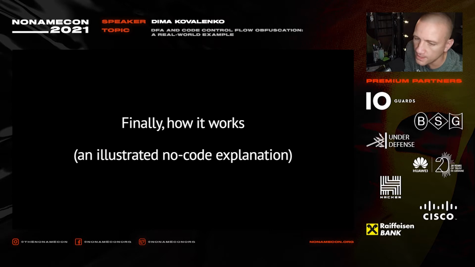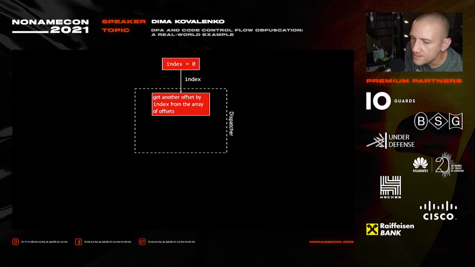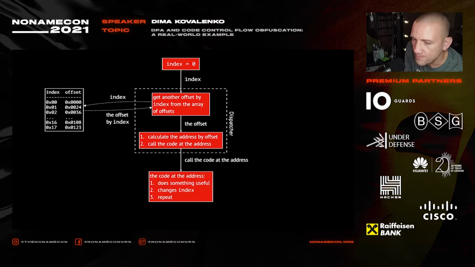Well, now you understand how the virt code works, but let me explain it again without machine code, just in case. At the very beginning, the index is 0. Then the dispatcher code reads the corresponding offset from the array and calculates the absolute address. Then the dispatcher code calls the code at the address. The code does something useful, changes the index, and branches to the beginning of the dispatcher code. The dispatcher does the same trick again, this time with the new index, and then again and again and again.